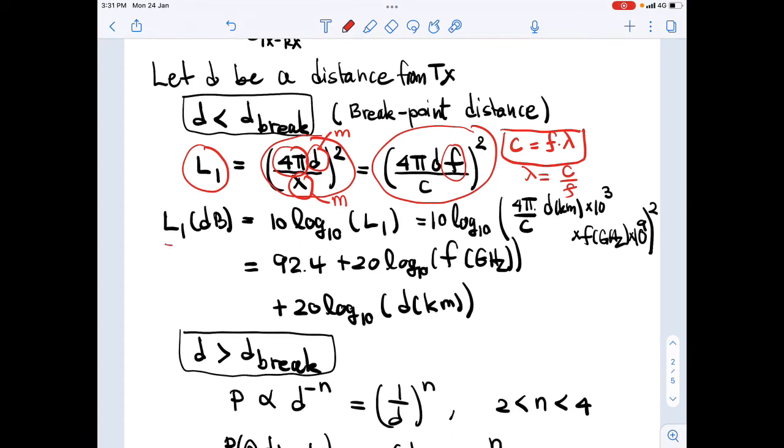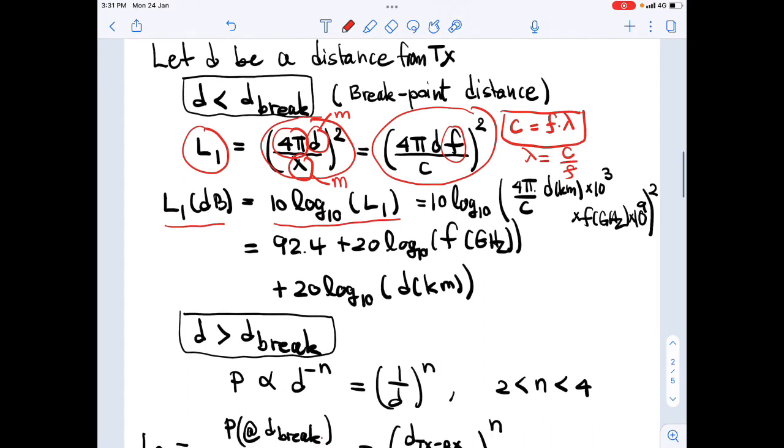Okay, so L1 in terms of dB is 10 log base 10 of L1. Now for L1 we can just input this equation in. So 4 pi is a constant, c is another constant, which equals 3 multiplied with 10 to the power of 8, right? If you recall this, speed of light. Now d, usually it's in terms of meter, but if we express it in terms of kilometer, then it's d in terms of kilometer multiplied with 10 to the power of 3.